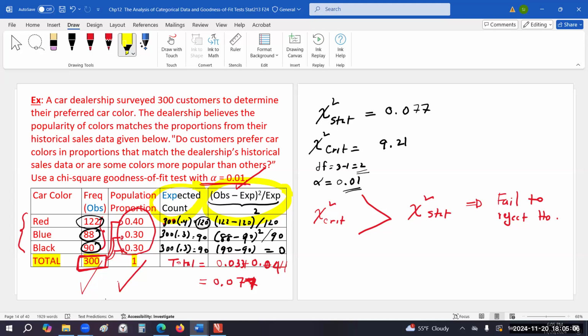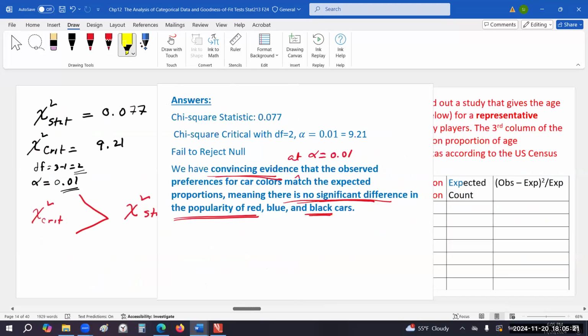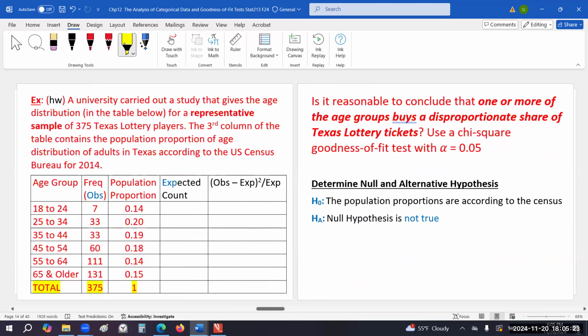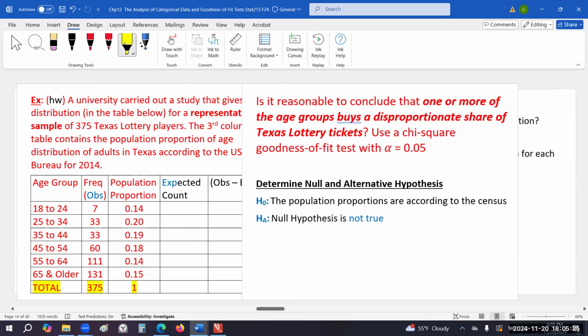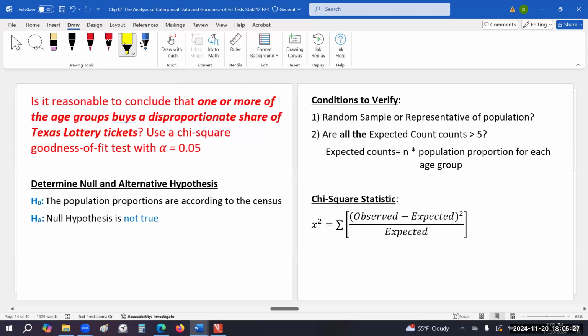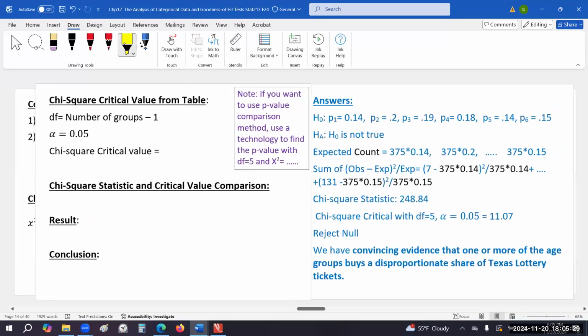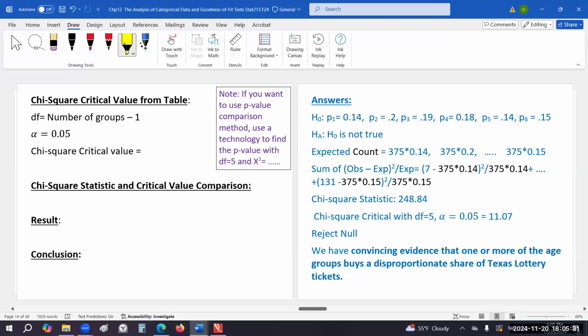And so these two examples are where the population proportion is directly given. Now let me show you another example where the population proportions are not directly given. We are just given some hints. So let me just show you the solution.